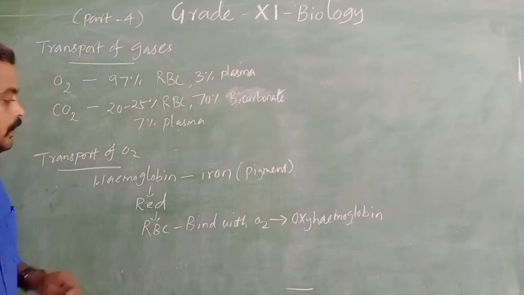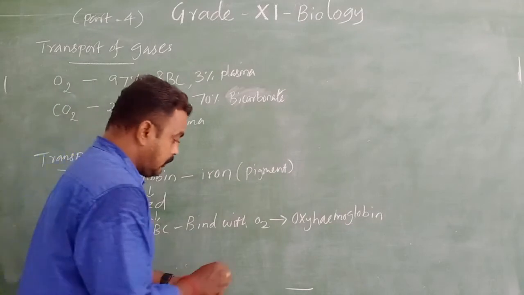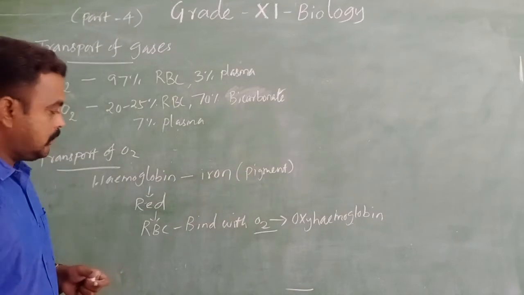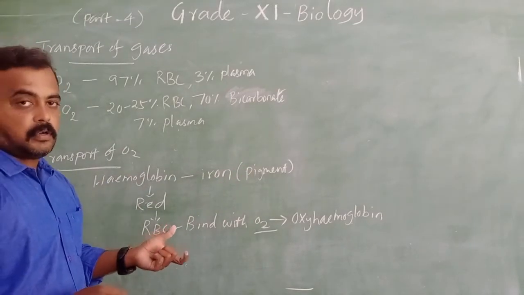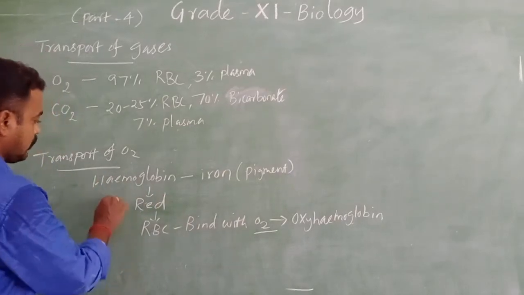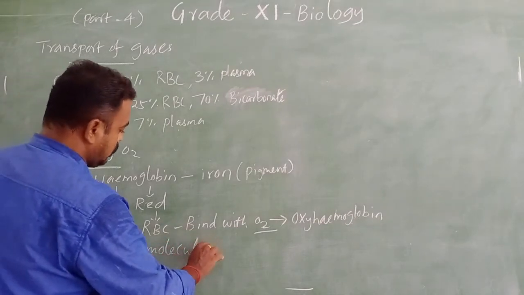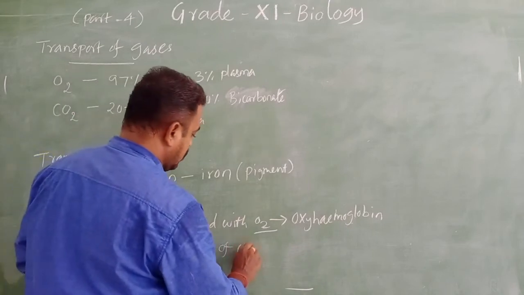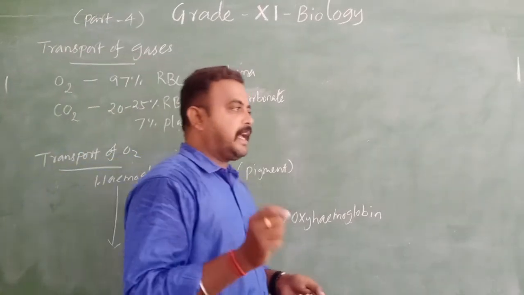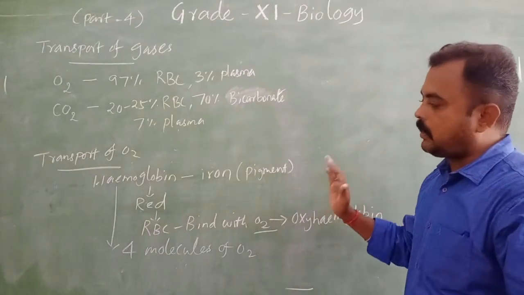Oxyhemoglobin. If hemoglobin is carrying oxygen, it is called oxyhemoglobin. How many molecules of oxygen are carried by hemoglobin? That means 4 molecules. So 4 molecules of oxygen are carried by hemoglobin. One hemoglobin carries 4 molecules of oxygen. Okay, this is about hemoglobin.